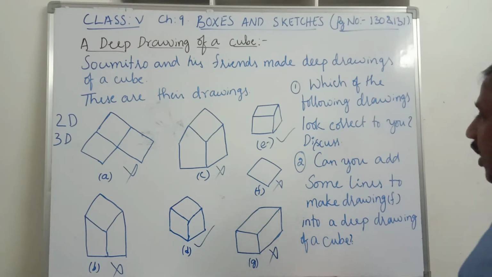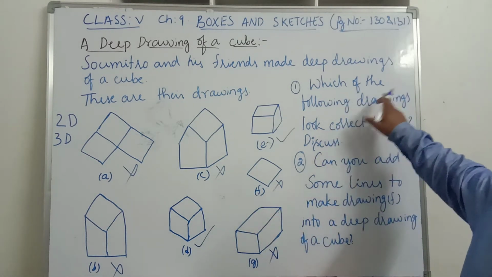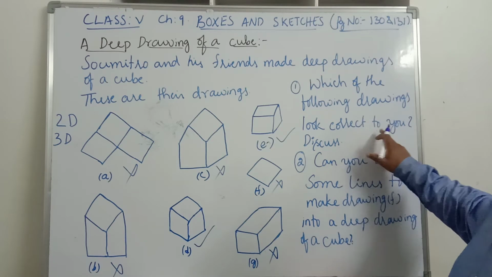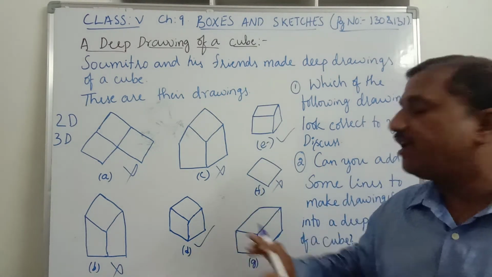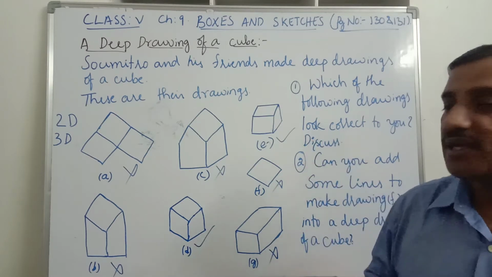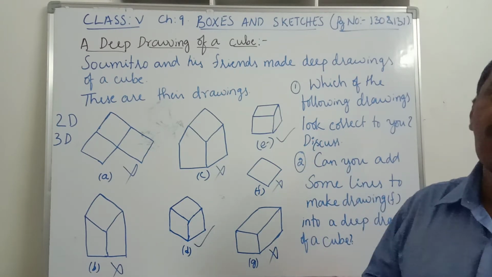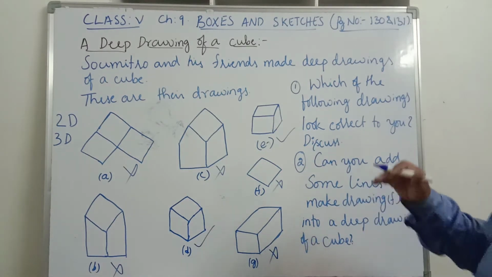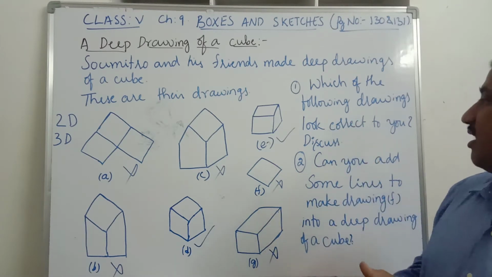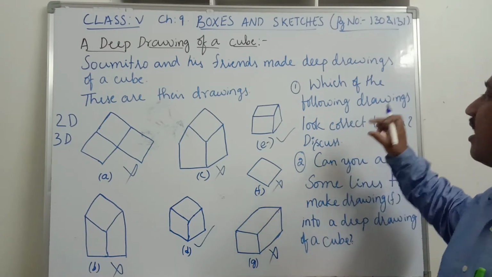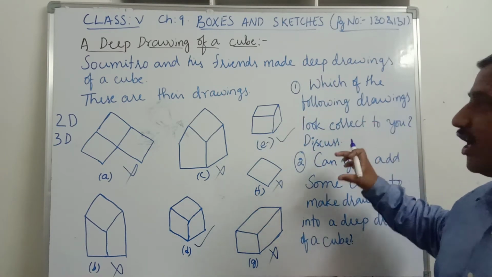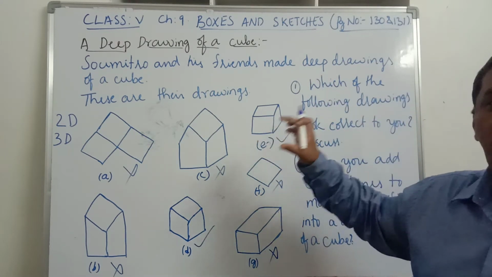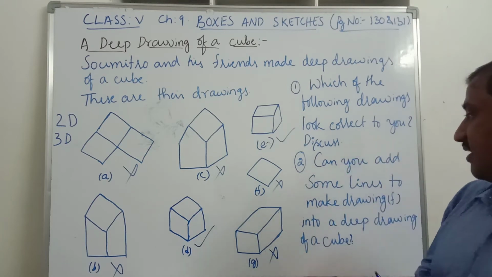So now what are the cubes? Which of the following drawings look correct to you? Discuss. So E and D both are the cubes, others are not cubes. I hope you understand. Like this, you draw in your classwork, and for each figure write the reason whether it is a cube or not. If it is not a cube, write the reason. If it is a cube, write the reason in the classwork.